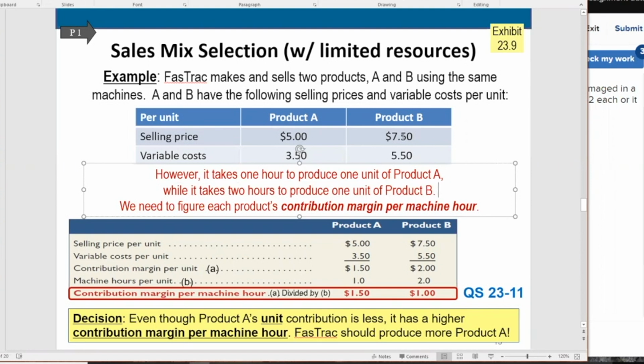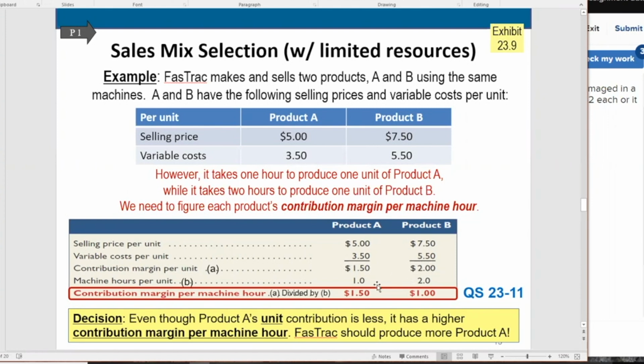So are you picturing it? How we analyze it then is we do what we did up here, right? Selling price per unit, that's the same information. So the contribution margin per unit, which is sales minus variable cost, you can see that product B does look better. It's a bigger profit.